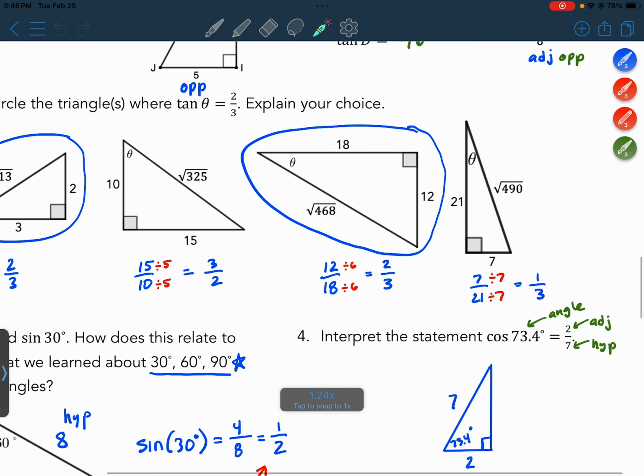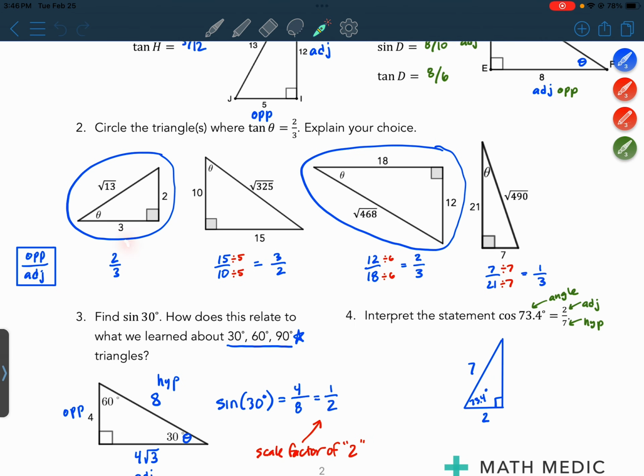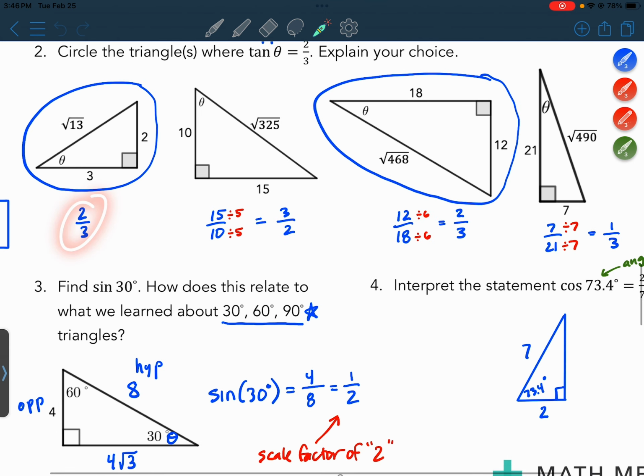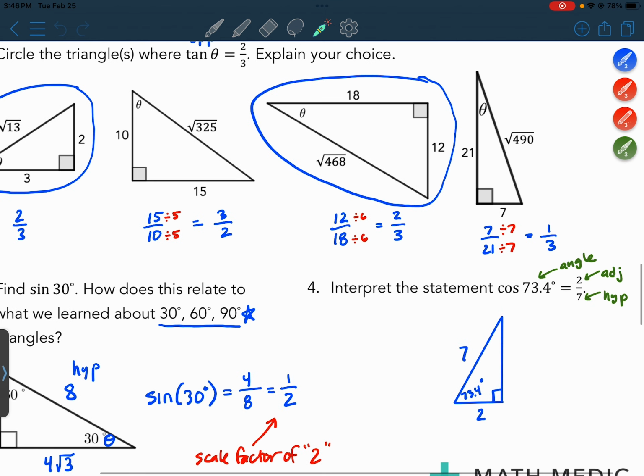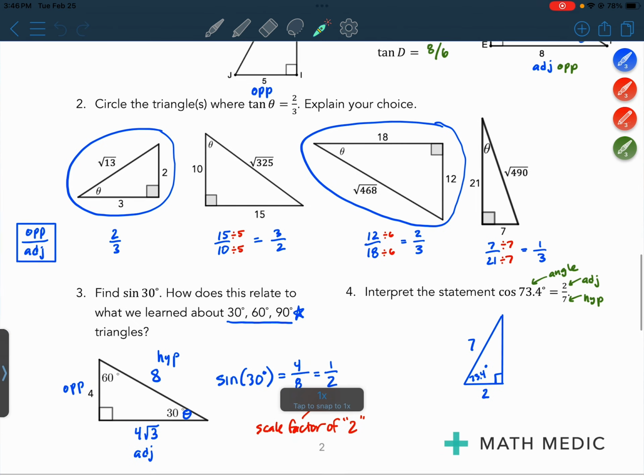And then when I could, I tried to simplify those ratios. So 2/3 is already in simplest form. 15 to 10, divide by 5. 12 to 18, divide by 6. 7 to 21, divide by 7. And after simplifying, you'll see that this ratio is already 2/3. This ratio is not 2/3. It's actually the reciprocal of 2/3, so that doesn't count. The third triangle has a ratio of 2/3. The last one has a ratio of 1/3. So only 2 triangles have a tangent ratio that's opposite to adjacent of 2/3, and that's the first and the third triangle.